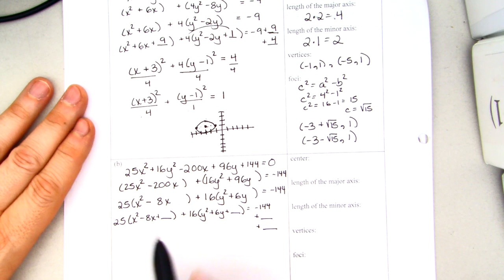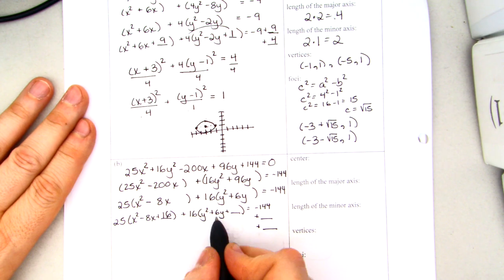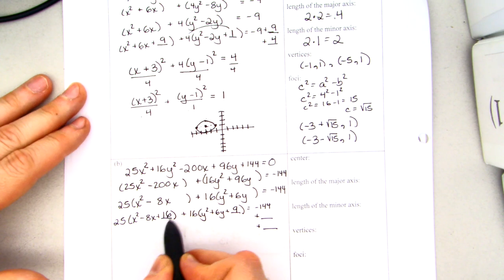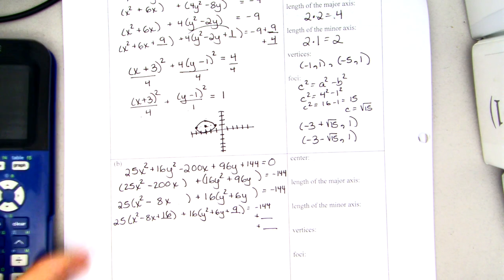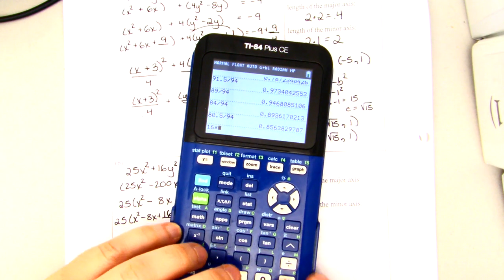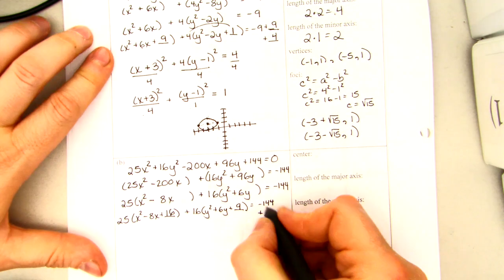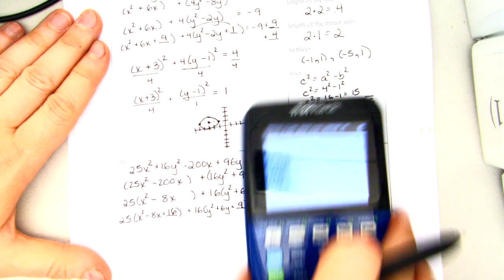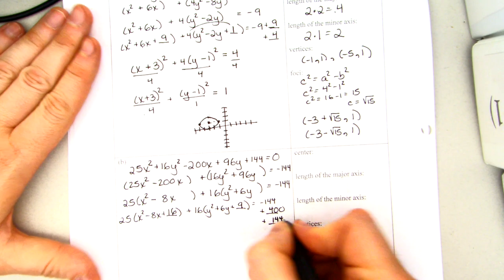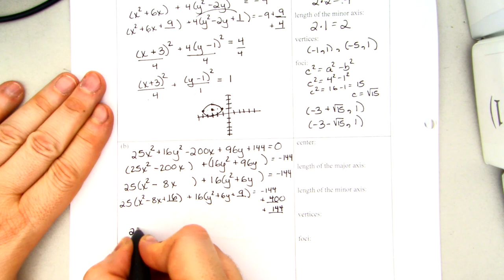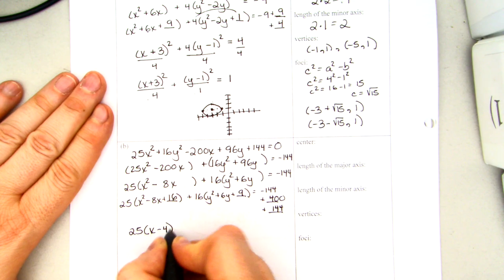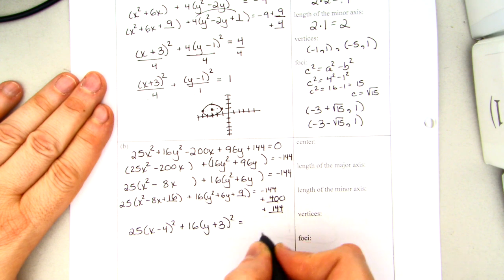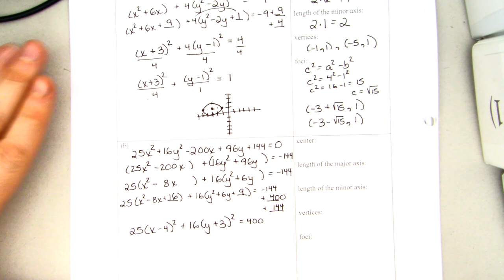Half of negative 8 is negative 4. Squared gives you 16. Half of 6 is 3. 3 squared is 9. Now, this isn't actually a 16. It's really a 16 times 25. 16 times 25, I'm going to get 400. This isn't really a 9. It's really a 16 times 9, or 144. So I'll go add that. And this is going to give me 25 times x minus 4 squared plus 16 times y plus 3 squared equals, well, that's nice, those cancel, and we get 400.